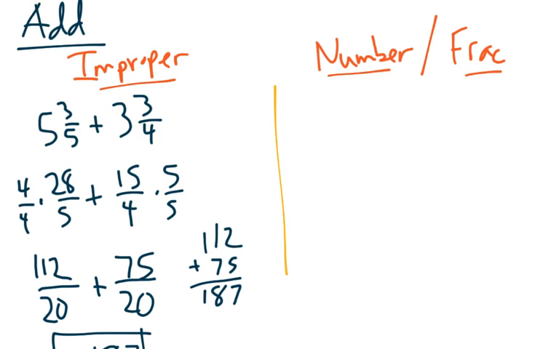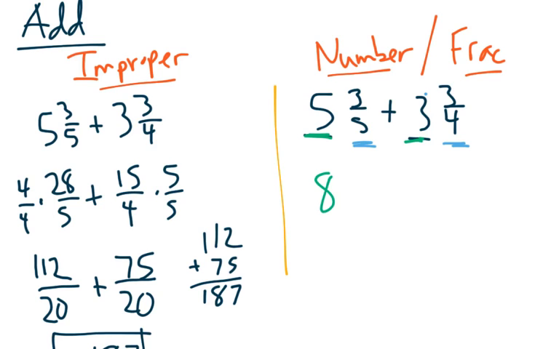And this one might be kind of nice because those numbers were a little bit difficult to work with. Let me rewrite it: 5 3/5 plus 3 3/4, not 4/3, 3/4. I can just add my numbers separately, and I'll add my fractions separately, and I'll bring it all together. And so I'll get 5 plus 3, which is 8, and then off to the side I'll do 3/5 plus 3/4.